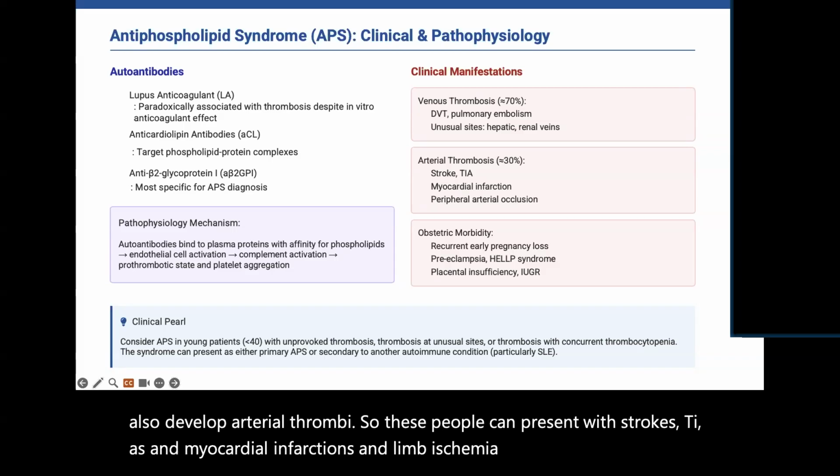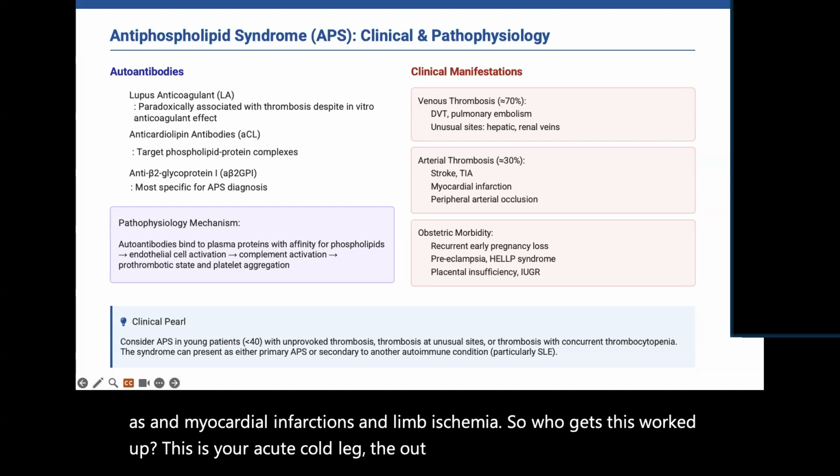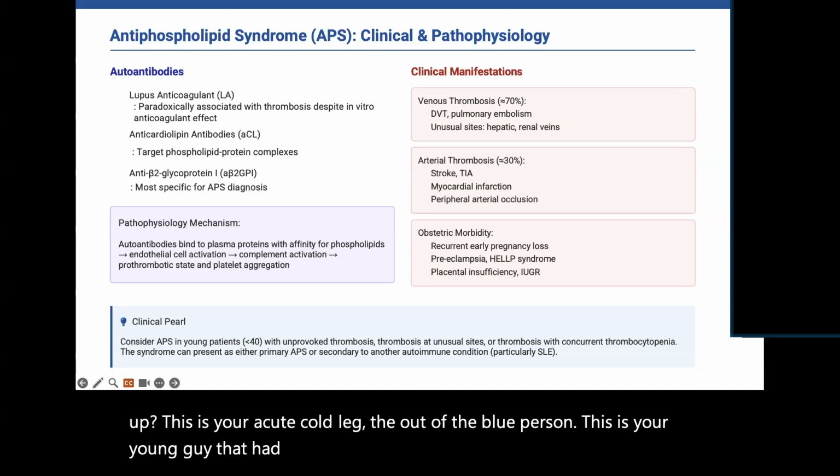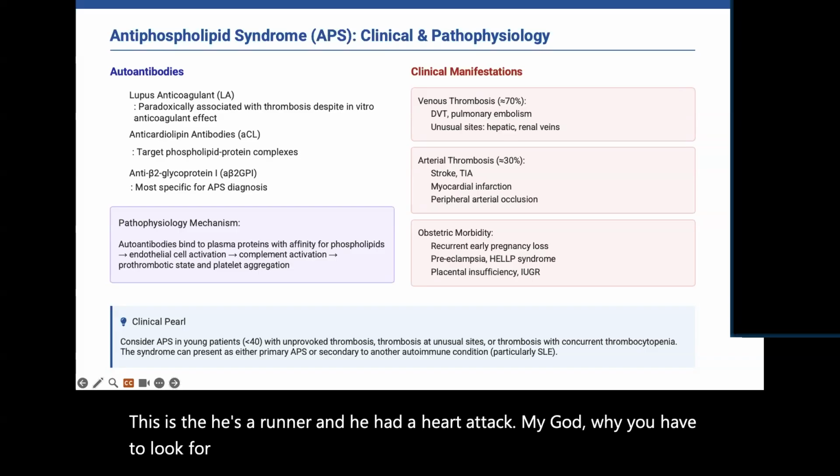So who gets this worked up? This is your acute cold leg. The out of the blue person, this is your young guy that had a stroke at 39 or 45 with no other major risk factors. He's a runner and he had a heart attack. My God, why? You have to look for these underlying conditions.